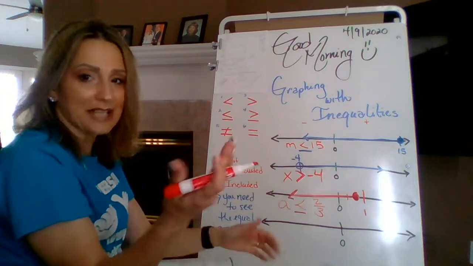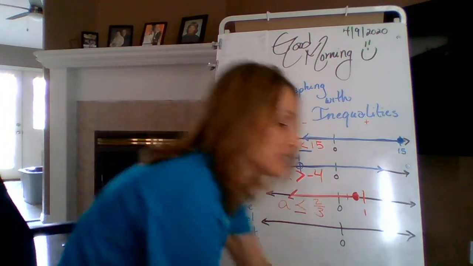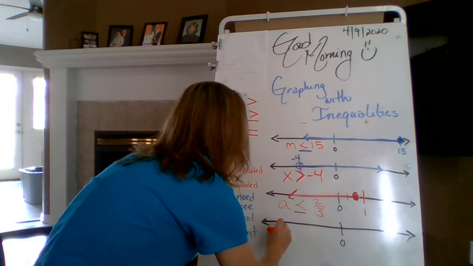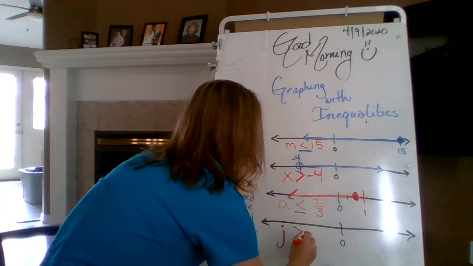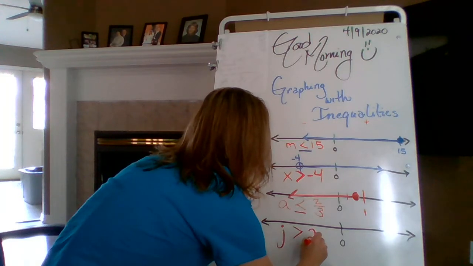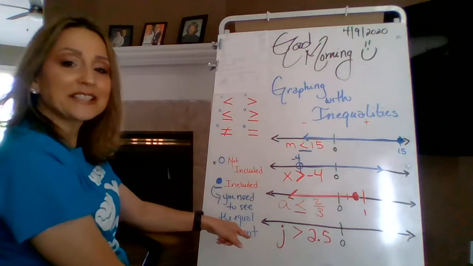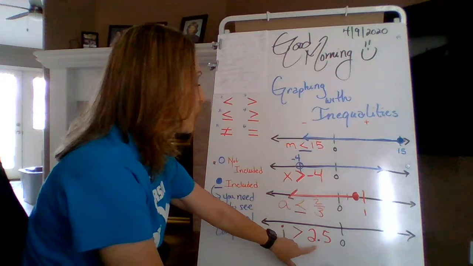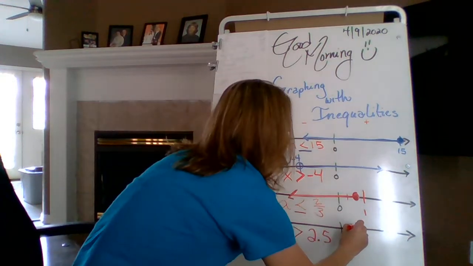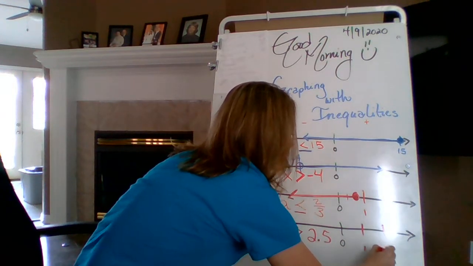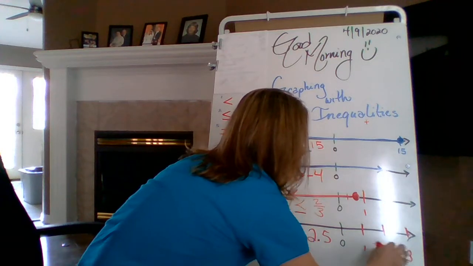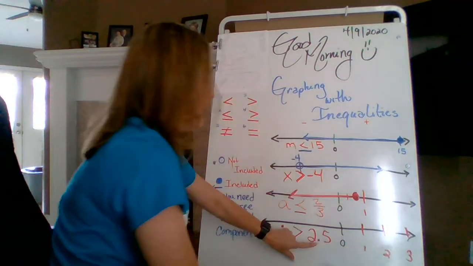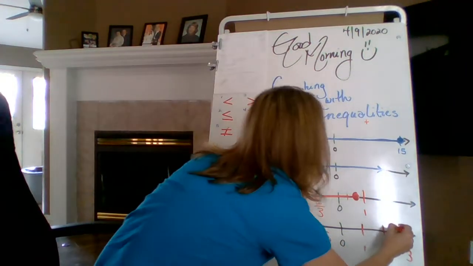Last one, a decimal, and I'll just make one up here. Let's say J is greater than 2.5. So what this is stating is that whatever is over here has got to be greater than 2.5. Again, I'm just going to find my number placement. 1, 2, 3. I want to make that a 2. 1, 2, 3. 2.5 is equivalent to 2.5.